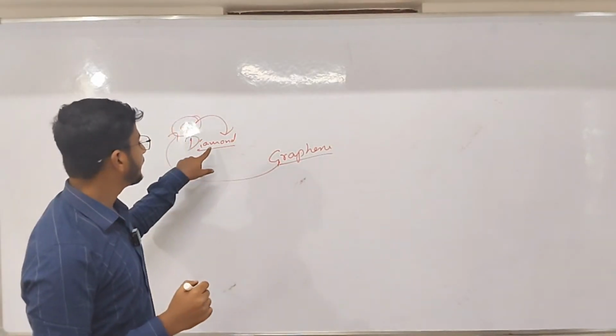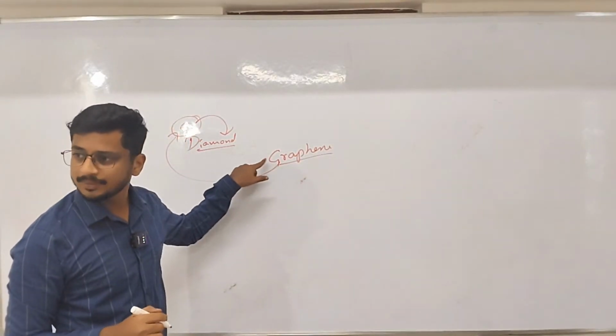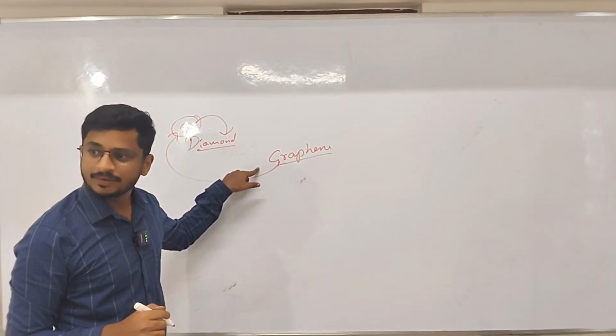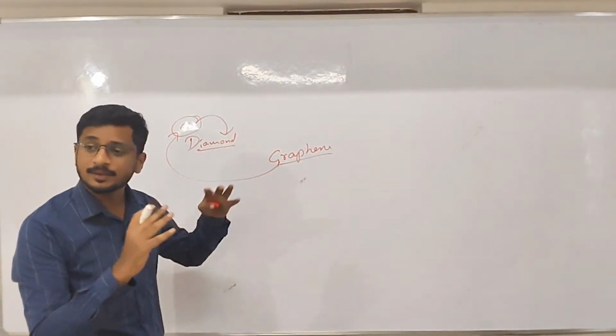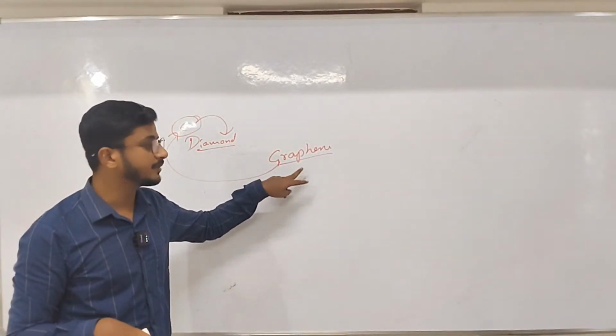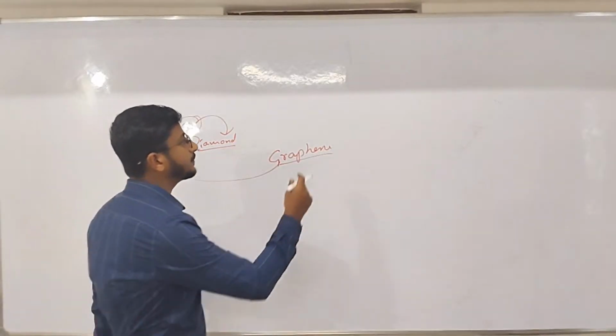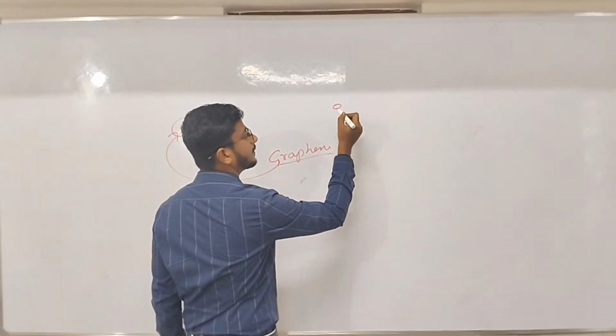Do you know the difference between graphene and diamond? What is the difference? Diamond is a little bigger when compared to graphene. If we observe, we will take a carbon atom like this.